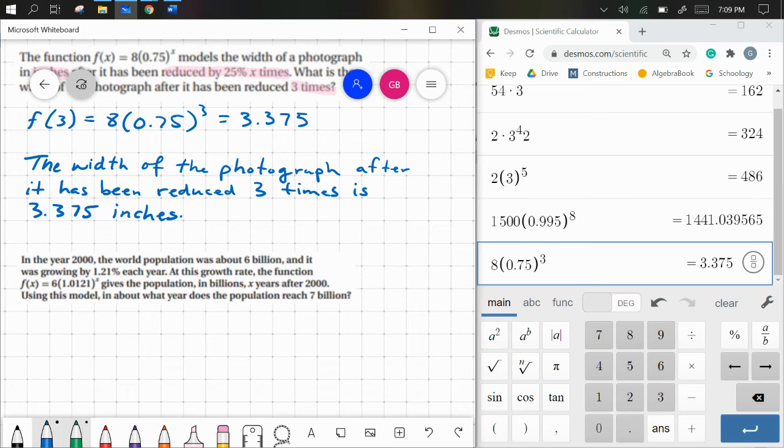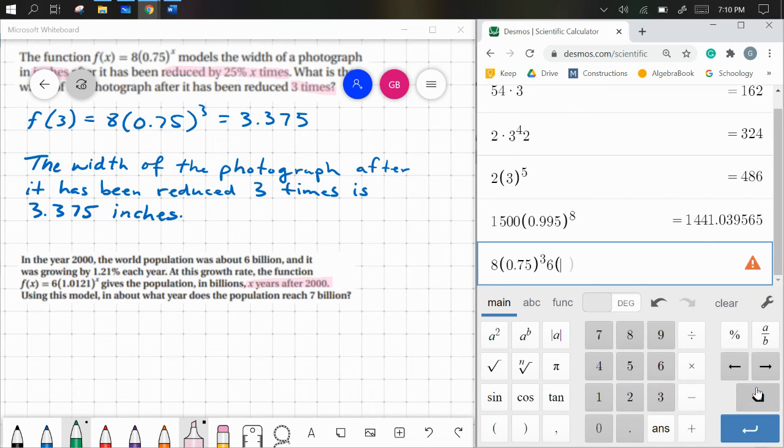So this problem is a little different because, okay, let's identify x years after the year 2000. What we want to find is the year when the population reaches 7 billion. But they didn't give us an x value to substitute in. So we're going to guess and check until we find a number that crosses 7 billion. So first, let's type in the function into the calculator here.